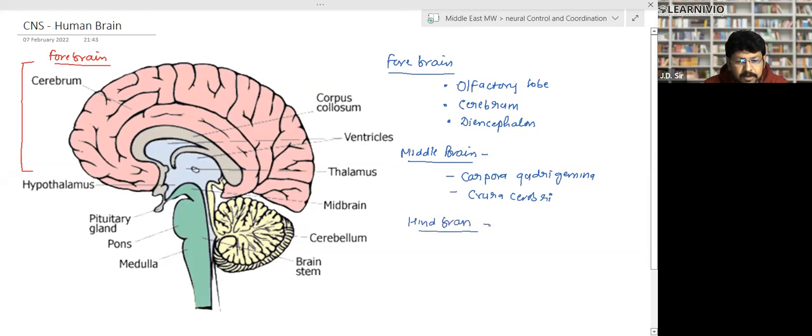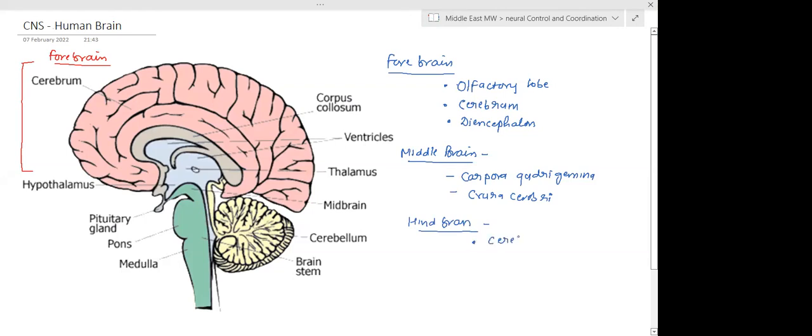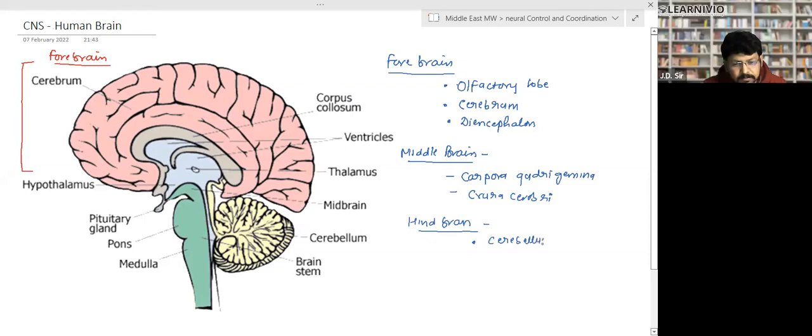Then the hindbrain. The hindbrain is further divided into three parts. What are those three parts? They are the cerebellum, the next part is pons varolii, and the third part is the medulla.